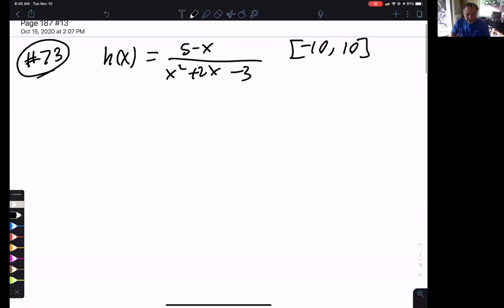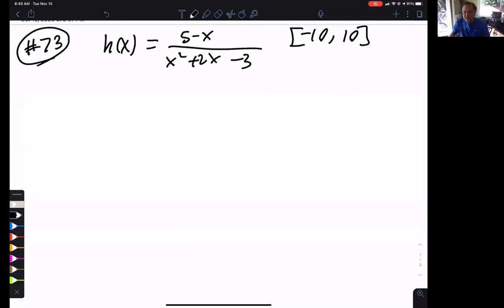All right, this is chapter 4, section 1, number 73. They want critical points. They want us to graph this on a graphing calculator and find relative maxes and relative mins, and then find absolute max and absolute mins. So there's a lot of stuff going on in this problem. Great problem. So first we need to find the derivative.